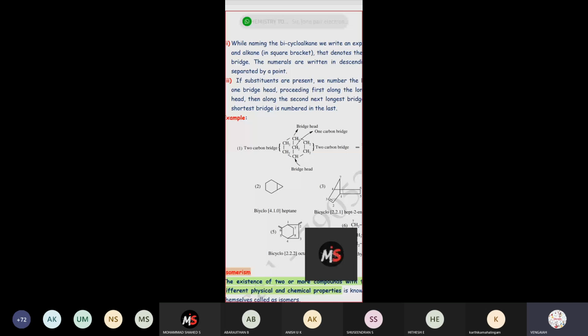Total how many carbons are there? Total we have 7 carbons, so you can say heptane, because all are single bonds, only ane. Heptane will be common, so the root word is common, the primary suffix is common, the secondary suffix is common, and the secondary prefix is common. Only the primary prefix will differ. When cyclo is there, you write cyclo; when bicyclic is there, you write bicyclo; and spiro like that, based on whether a cyclic, bicyclic or spiro compound is given.